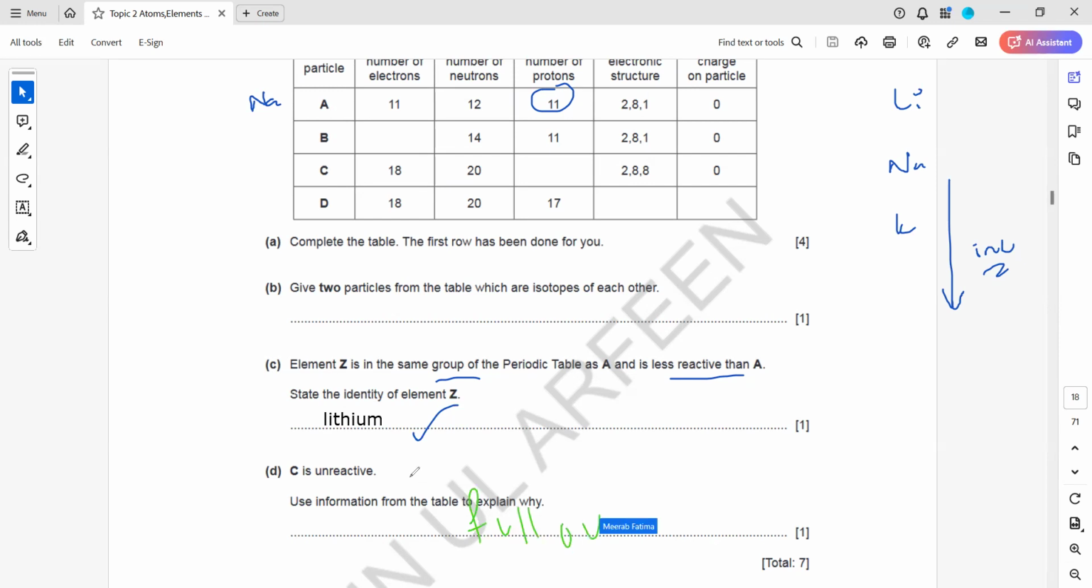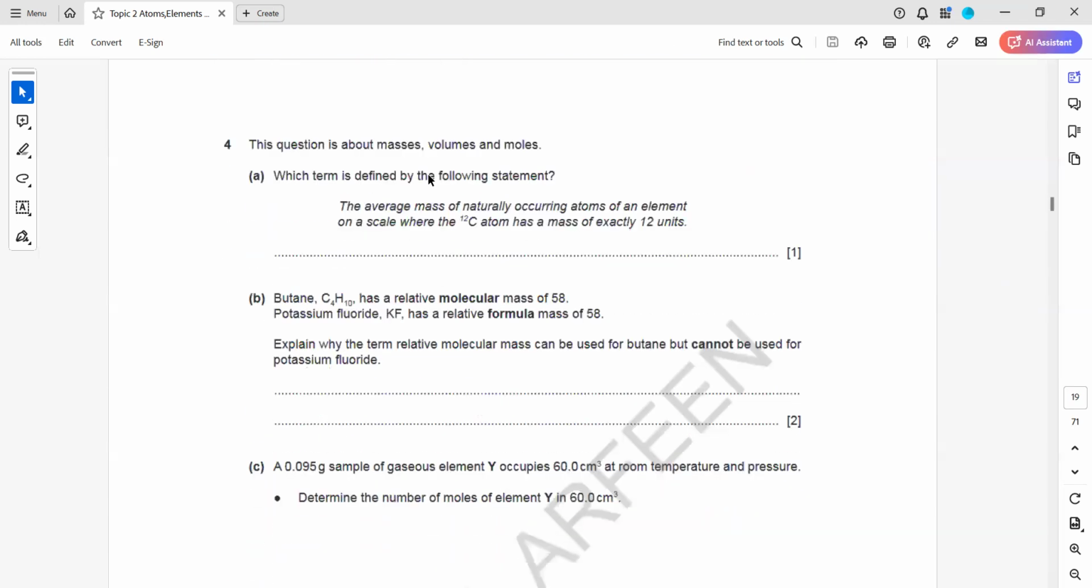C is unreactive. Use electronic configuration to explain why. Because it has a complete outer shell. Don't forget to mention the term outer, because the outer shell affects the reactivity of the atom. So it has a complete outer shell, and that's why it will be unreactive.